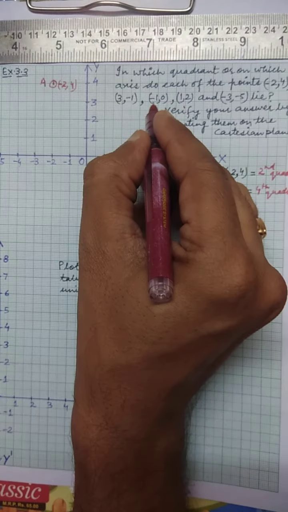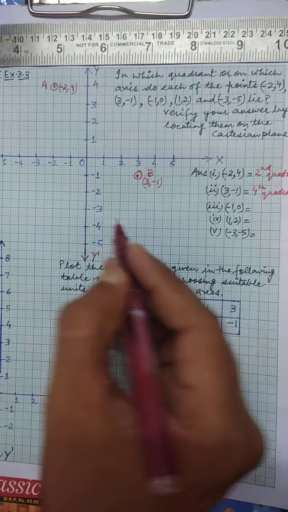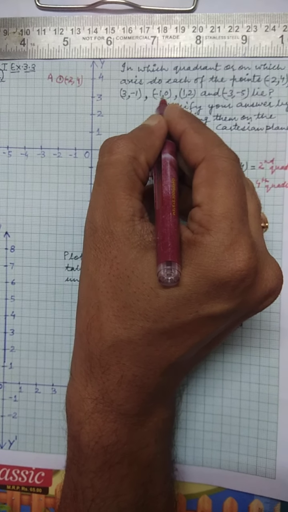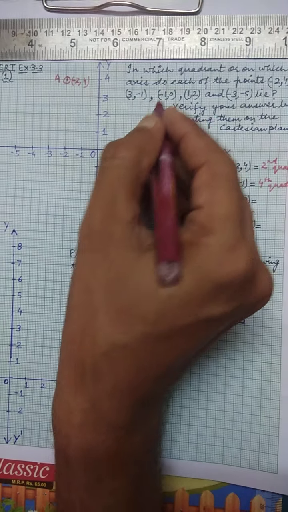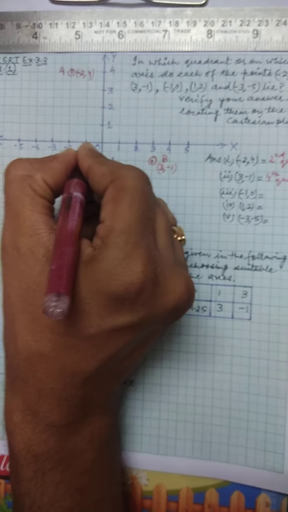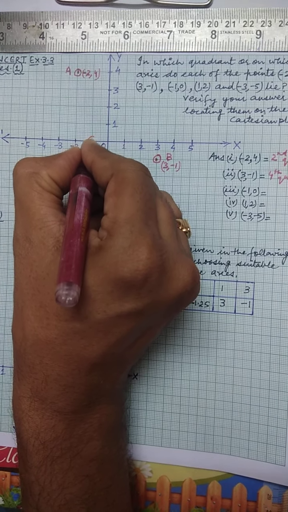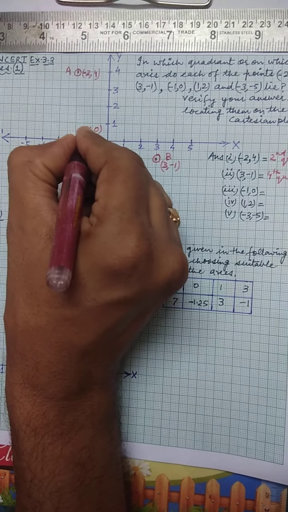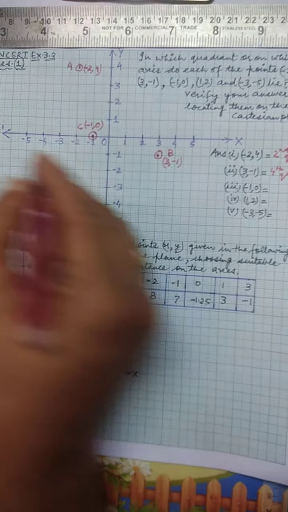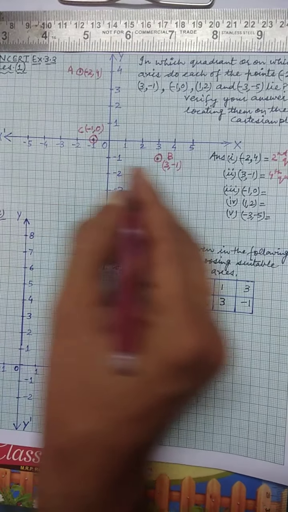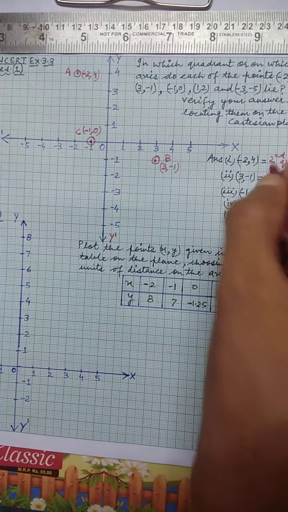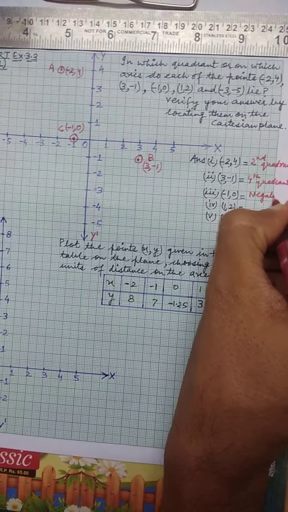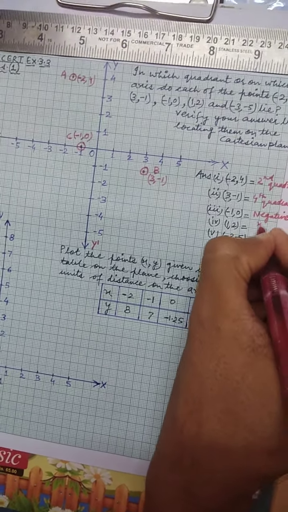Now the third point is (-1, 0). So the y coordinate is 0, that's why the point will lie on the x-axis, and its x coordinate is -1. So -1 will lie here. So it is your C point, (-1, 0), and it lies on the x-axis. So we will say this point lies on the negative x-axis.